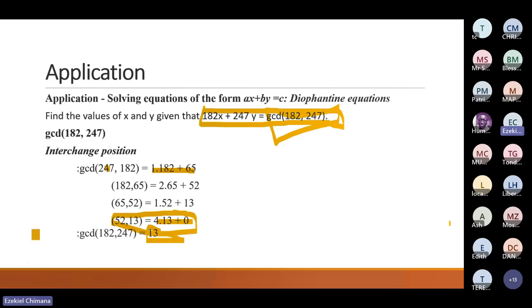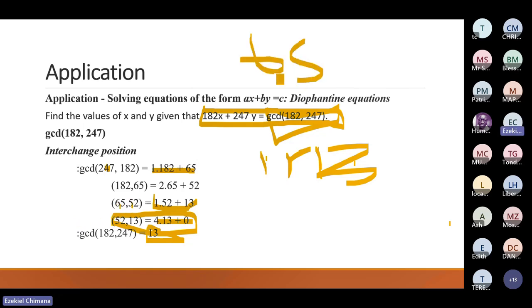Why is that? Because when we get this here, we said 52 into 65, and we got 1 remainder 13. We just write it as 1 times 52 plus 13, which will be equal to this 65. Remember, if you have something of this form, 65 over 52.